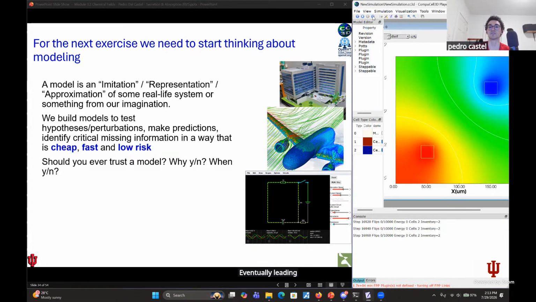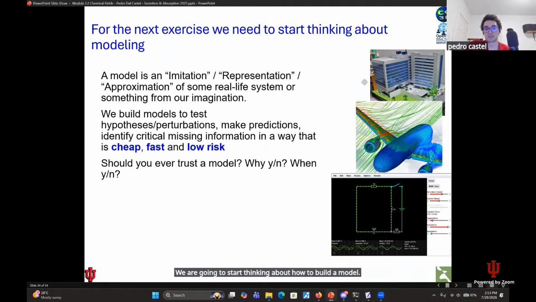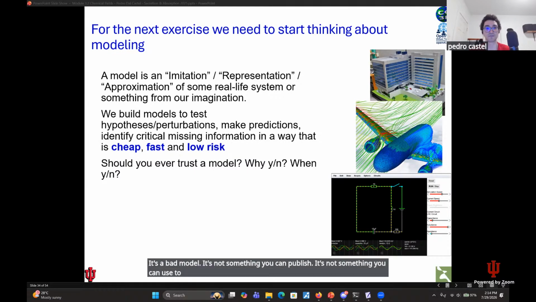So from now on, eventually leading to the hackathon, we are going to start thinking about how to build a model. And there are some relevant philosophical concepts that help you think about building a model. Because oftentimes you start coding before you thought deeply about the problem, and then you find, for example, that your model isn't useful or that your model doesn't represent a real problem. And that's critical because a model, if it's not useful, it's a bad model. It's not something you can publish, it's not something you can use to make predictions, etc.